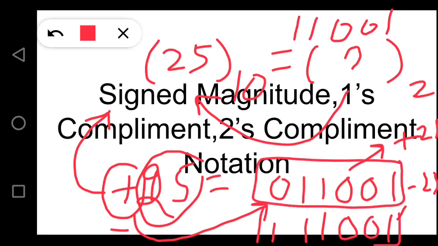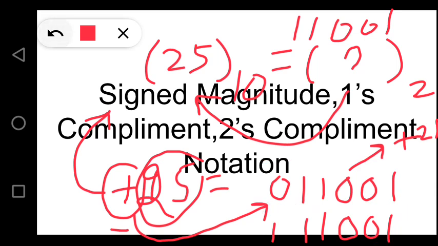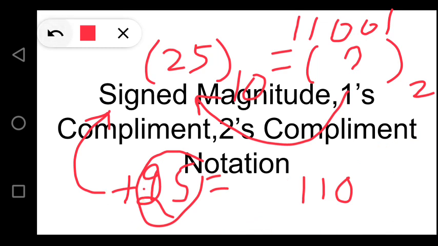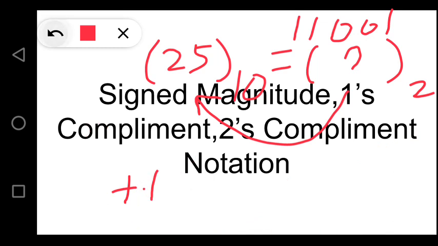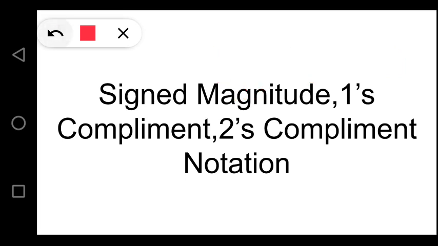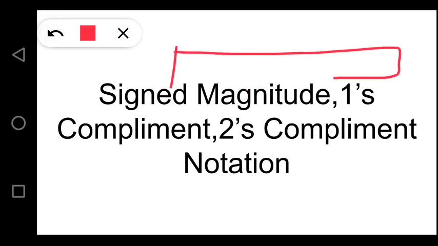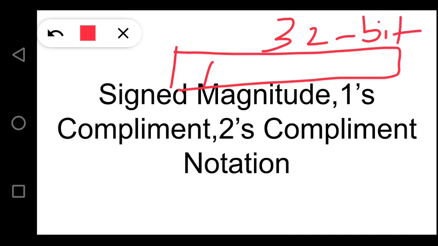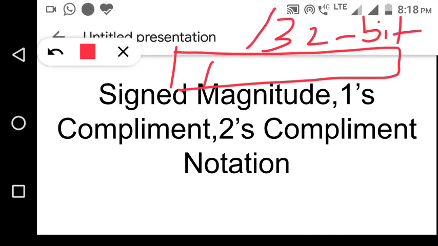So ultimately what's happening here is, in signed magnitude representation, the MSB, which stands for most significant bit, is the sign bit. If these are the number of bits, let's assume 32 bits, this is 32-bit data. In general, we speak about 64.